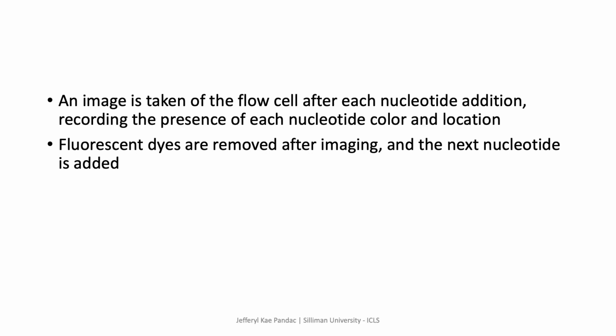If a nucleotide is complementary to the template next to the primer, DNA polymerase will extend the primer to form a phosphodiester bond. An image is taken of the flow cell after each nucleotide addition or cycle, recording the presence of each added nucleotide color and location. After imaging, the fluorescent dyes are removed and the next nucleotide is added.